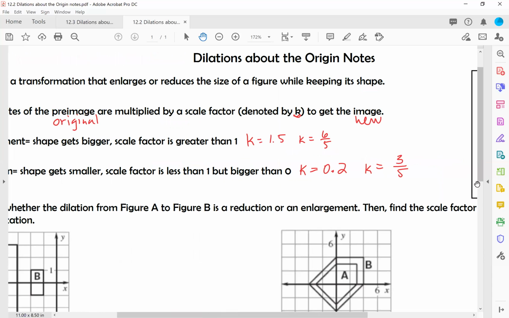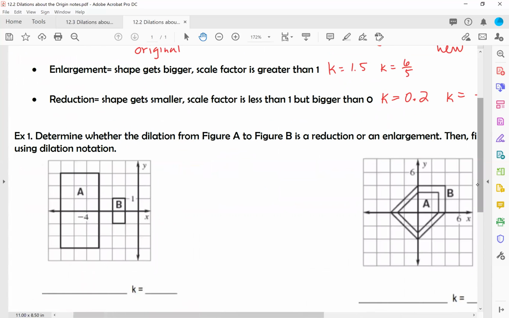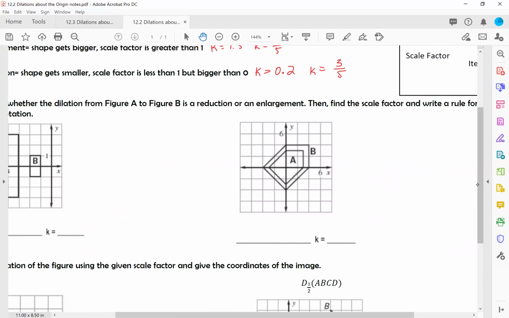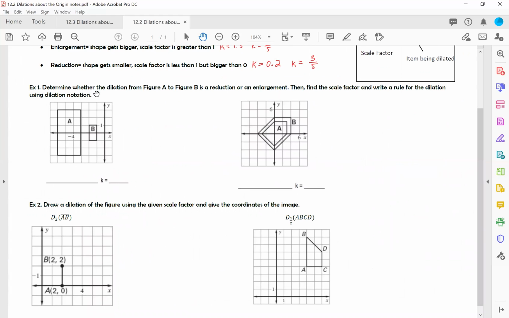So now we're going to go and do some examples. And I'm going to zoom out for just a second so we can read the instructions. All right, it says, determine whether the dilation from figure A to figure B is a reduction or an enlargement, and then find the scale factor and write a rule for the dilation using dilation notation. All right, so we're going from A to B. So A is the pre-image, and B would be the image. Okay, so from A to B. So now we're going to zoom in.